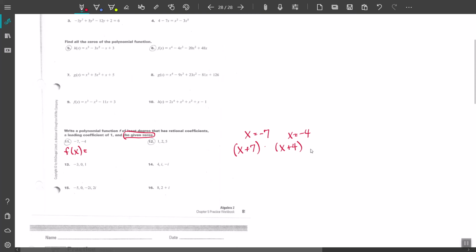So from here, we just need to FOIL. X squared, 7x plus 4x plus 28, and then simplify, and remember that we're calling it f of x. All right, so that's your final answer for number 11.